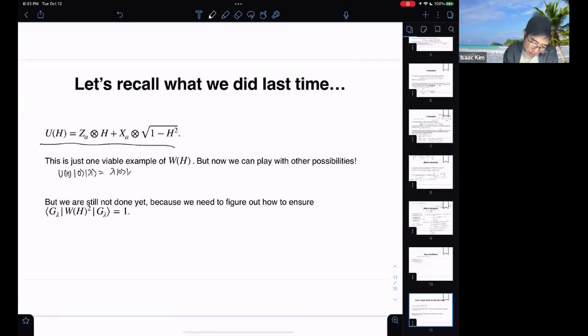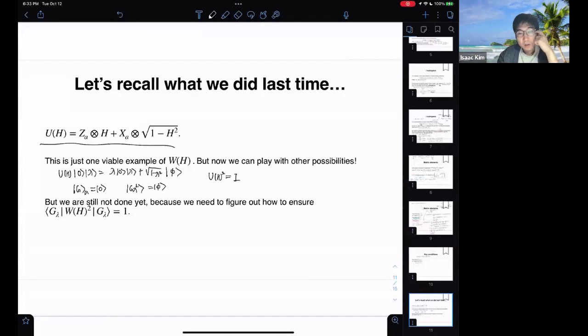times zero lambda state plus square root of one minus lambda square, let's see, some state which is orthogonal. So here, G on A is zero. And this, G lambda perpendicular, is just the state phi. Okay. And moreover, what we showed last time is that if you square U of H, then this is actually equal to identity. And this actually played a crucial role in our derivation.